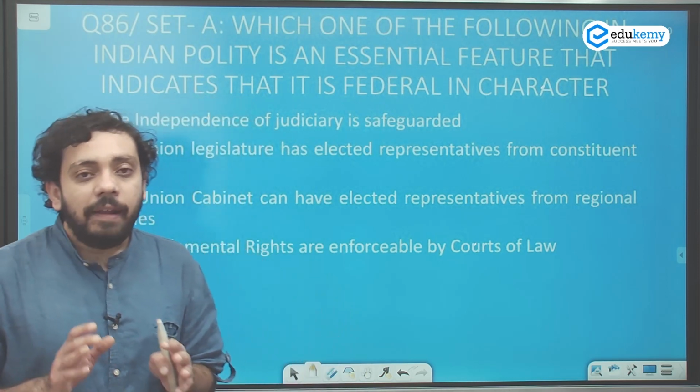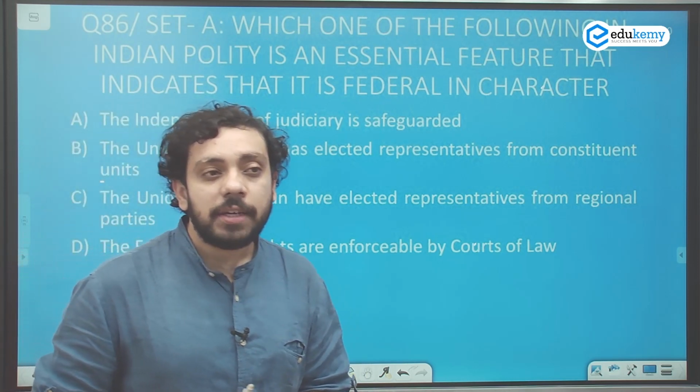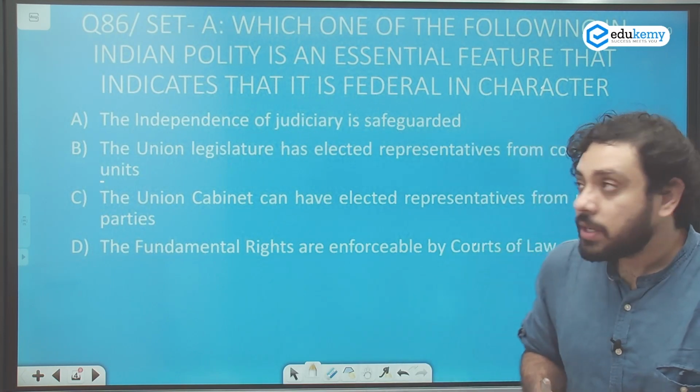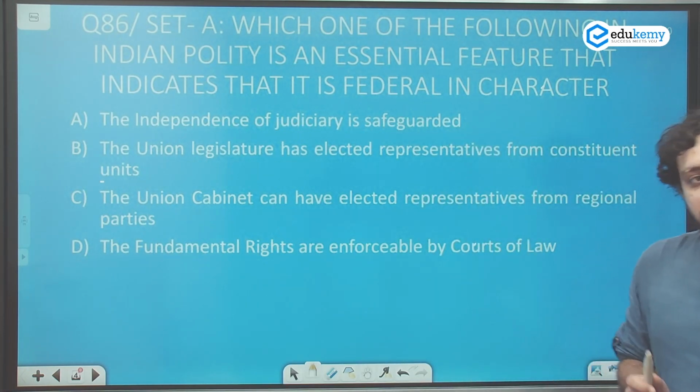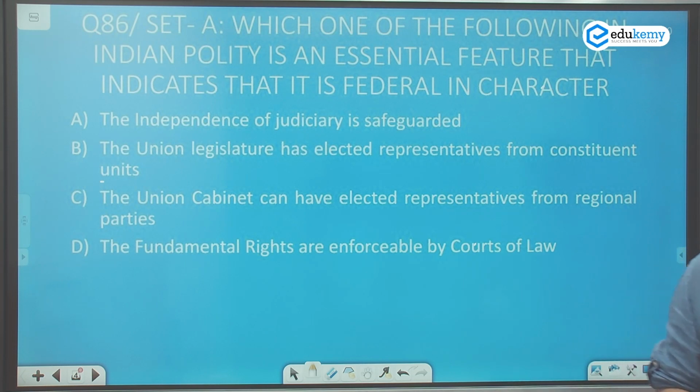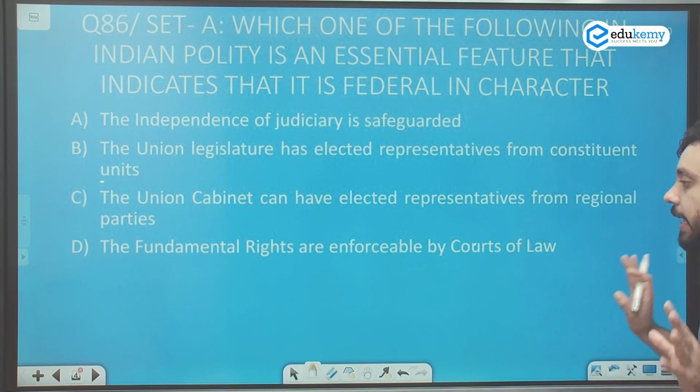Having said that, let's move to the question that we're discussing today. Today's question is question number 86 from set A of the exam. Let's read the question. Which one of the following in Indian polity is an essential feature that indicates that it is federal in character? Now, the question is seemingly simple, but there is a debate around two options competing each other for the prize of accuracy. We can easily rule out D and C.